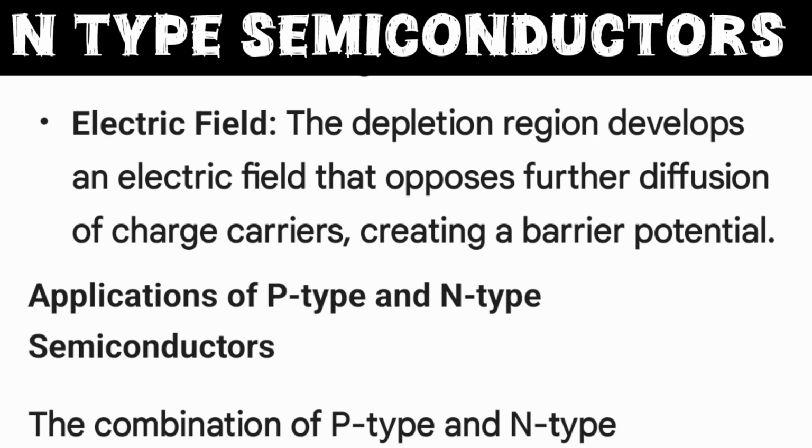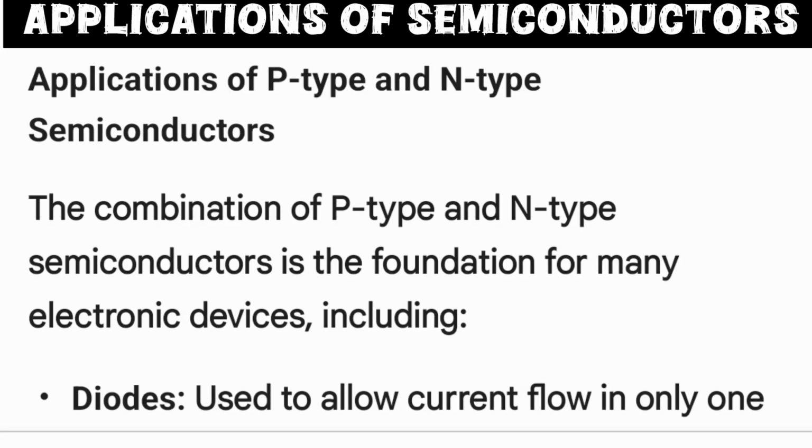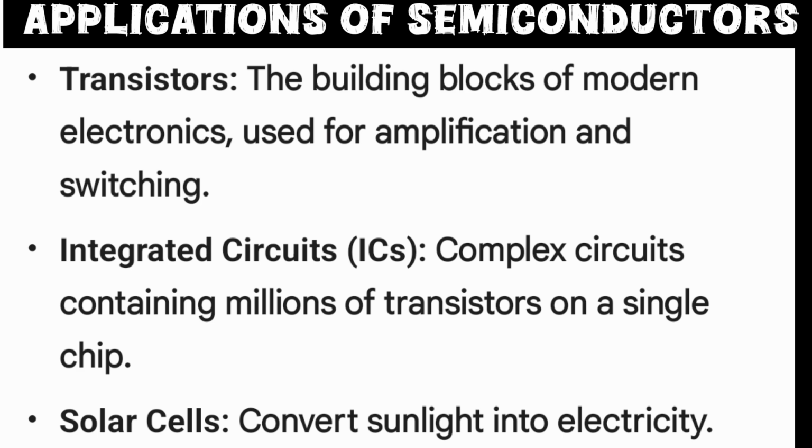Applications of p-type and n-type semiconductors. The combination of p-type and n-type semiconductors is the foundation for many electronic devices, including diodes, used to allow current flow in only one direction. Transistors. The building blocks of modern electronics, used for amplification and switching. Integrated circuits, ICs. Complex circuits containing millions of transistors on a single chip. Solar cells. Convert sunlight into electricity.